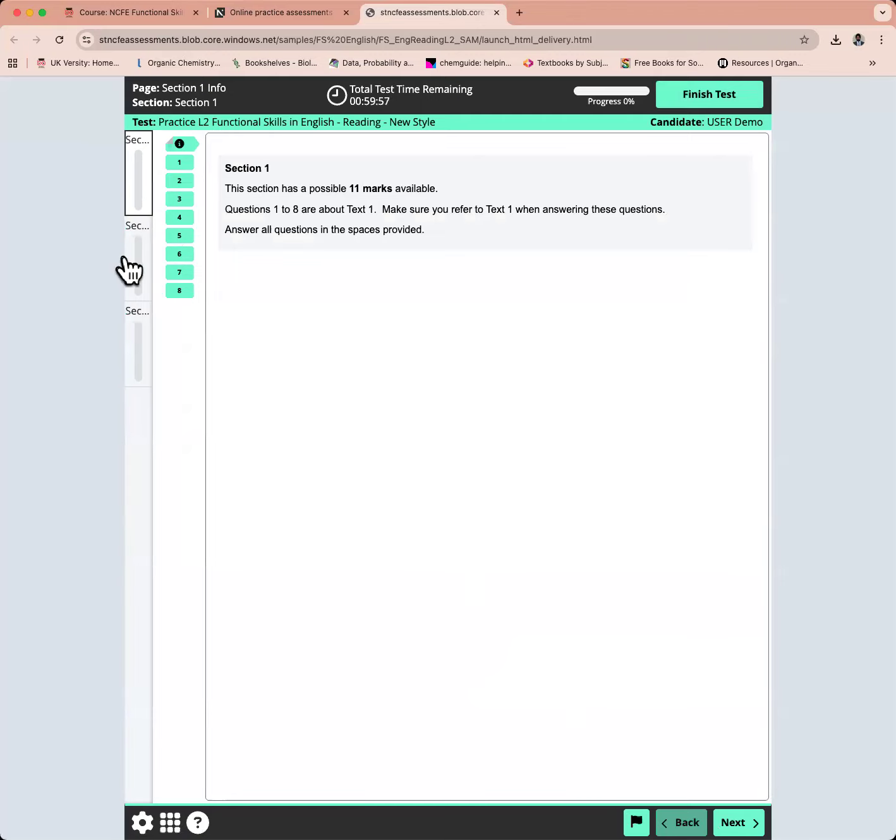In the test, there are going to be three sections. On the left, you'll see section one, which is about 8 questions, section two, which is about 6 questions, and section three, which is again 7 questions. Each of these sections has particular marks. Section three is 9, section two is 10, so that is 19, and section one is 11. So 19 plus 11 gives a total of 30 marks, which is the test.